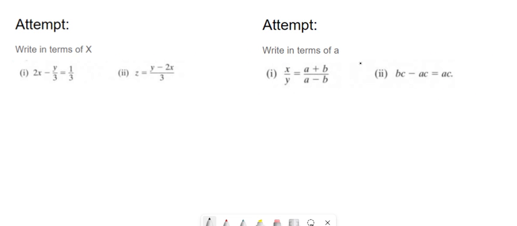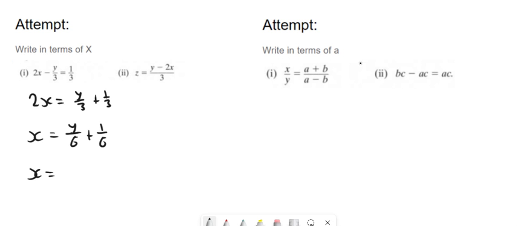The first one here, we have to get x by itself. I'm going to move the minus y over 3 over to the other side. So we're going to get 2x is equal to y over 3 plus 1 over 3. Then we have to divide by 2. If we divide everything by 2, it gives us x is equal to y over 6 plus 1 over 6. I'm just multiplying by the 2 on the bottom because the 2 goes onto the bottom, and you could write that as x equals y plus 1 over 6.